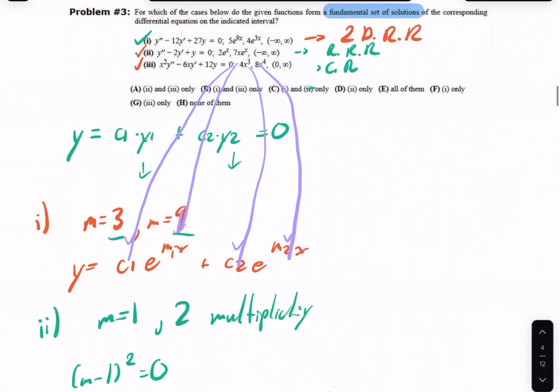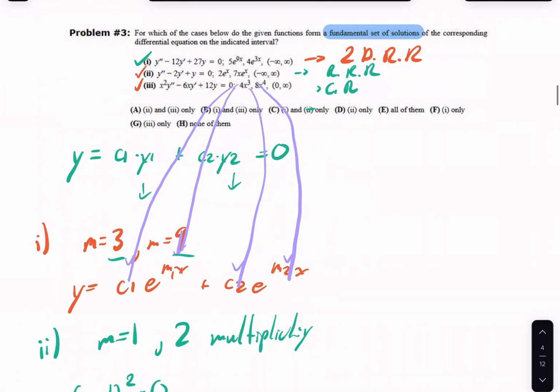Okay. The third question I saw a lot of questions on in the group chat, and so I'm going to try and cover this in a way that, well, I already covered it, but just kind of review it in a good amount of context. So, fundamental set of solutions. There are 2 different ways to go about this problem, okay?